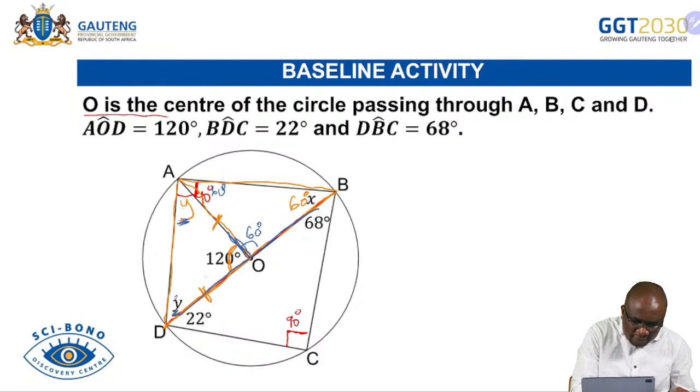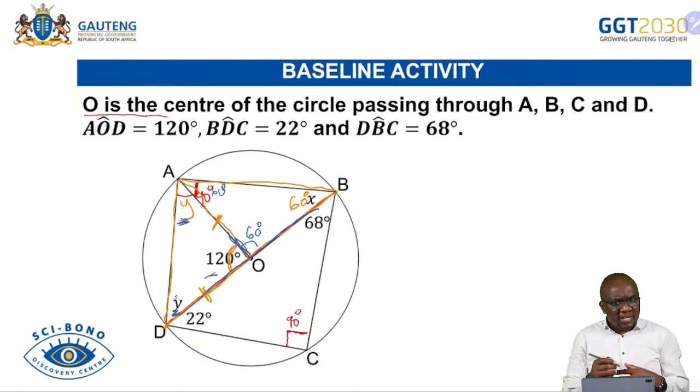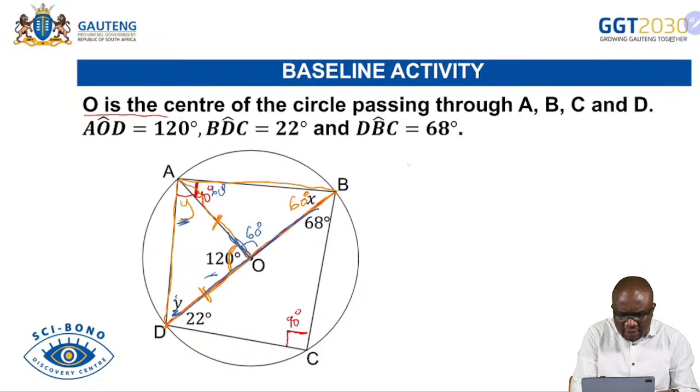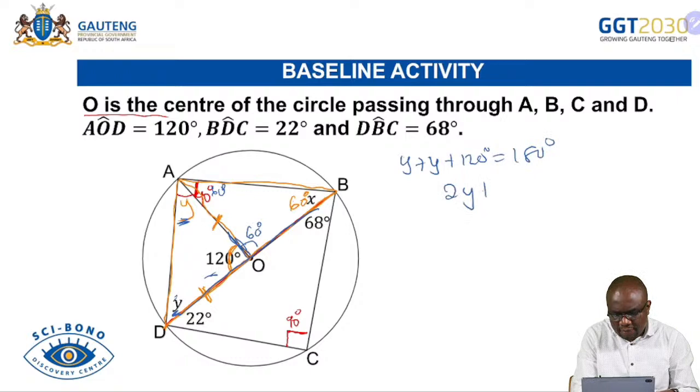Right now, I can even find the value of y, because these angles, y plus y plus 120, must give us 180. So I must say y plus y plus 120 is equal to 180 degrees. Which means 2y plus 120 is equal to 180 degrees, and then 2y is equal to 60 degrees. Then y is equal to 30 degrees.